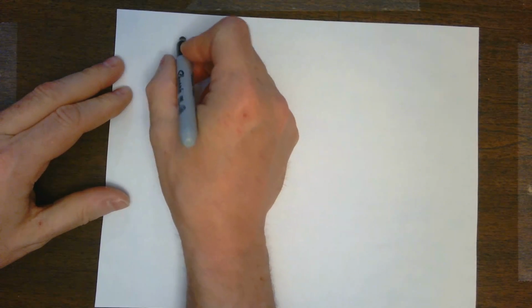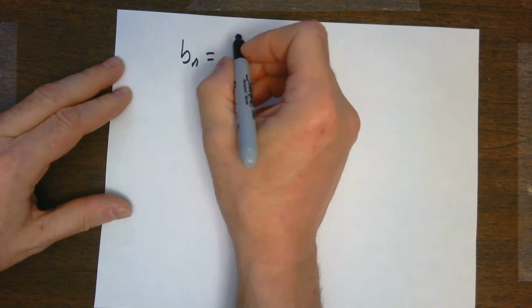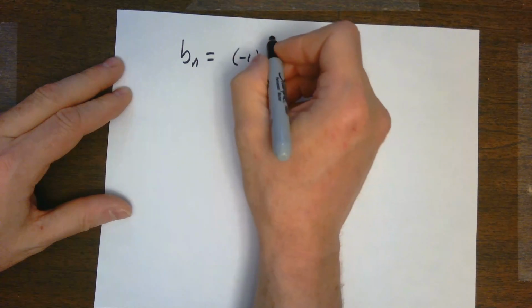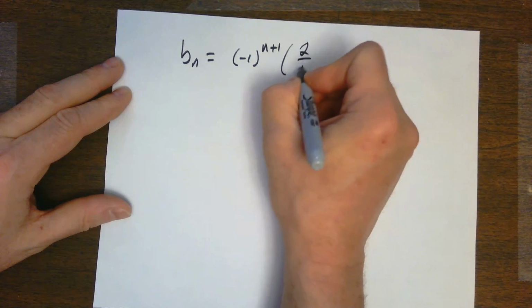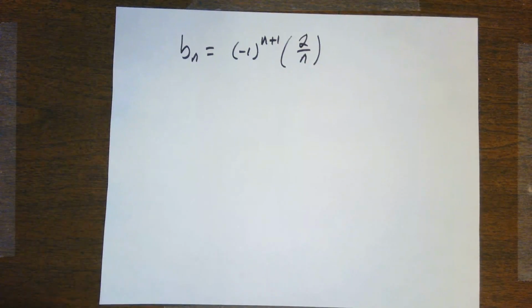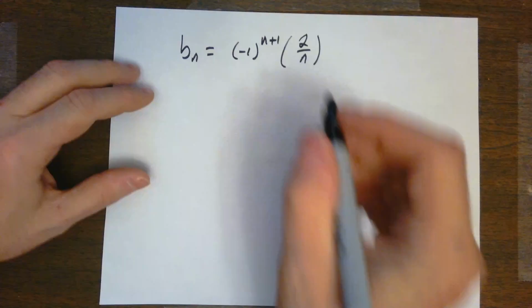All right, let's take a look at another example. I want to deal with one that's a little bit more difficult. Consider the sequence b of n equals (-1) to the n plus 1 times 2 over n. All right, and I want to find the first 5 terms.